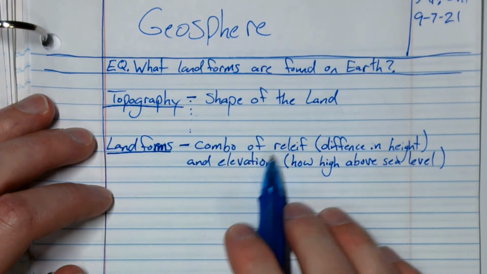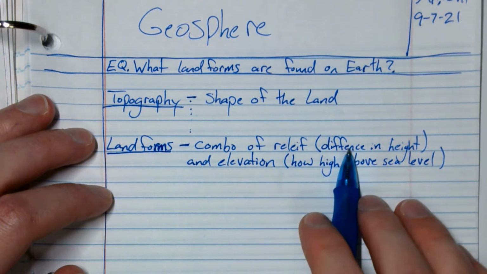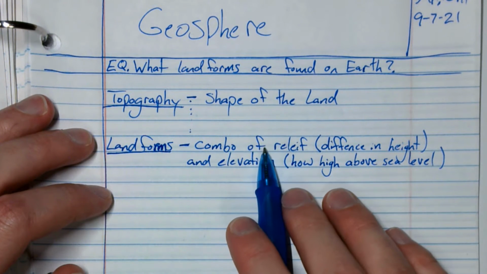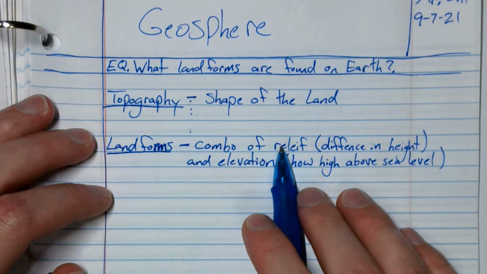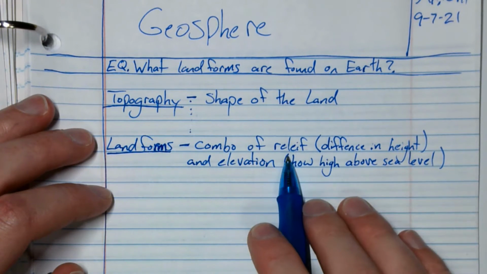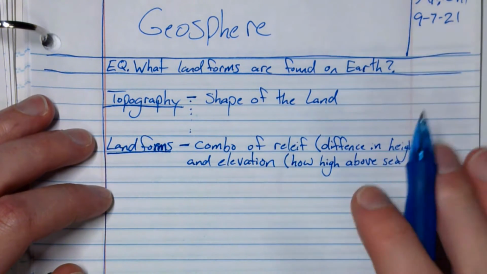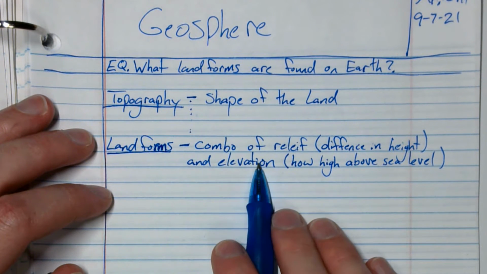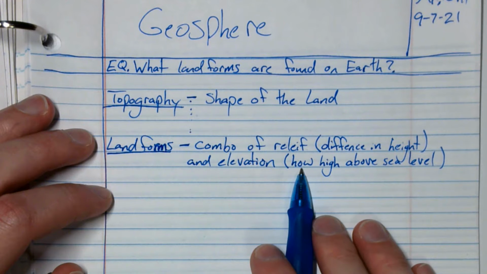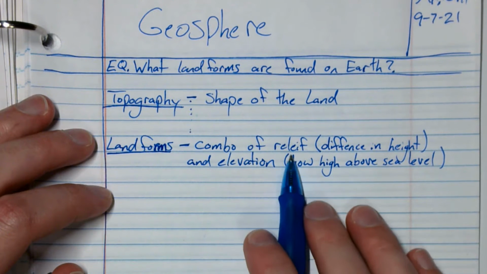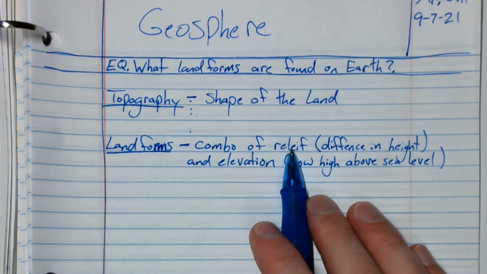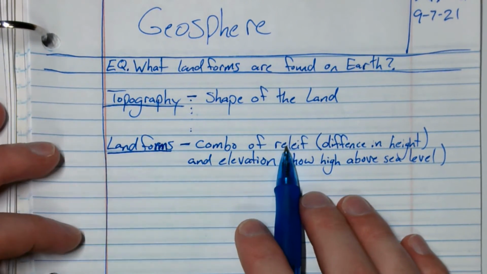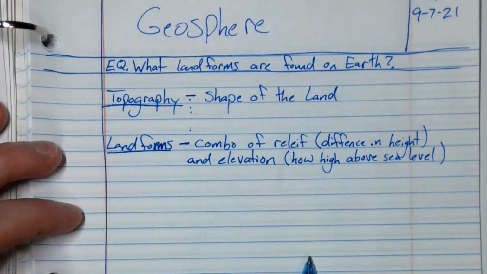So landforms, relief is just difference in height. So if it starts off at sea level and it goes up 1,000 feet, well, that's the relief. That's kind of the difference. And then elevation is basically just how high it starts. Because I mean, we could start at 1,000 feet up already, and then have that go up another 1,000 feet. So those are our landforms.